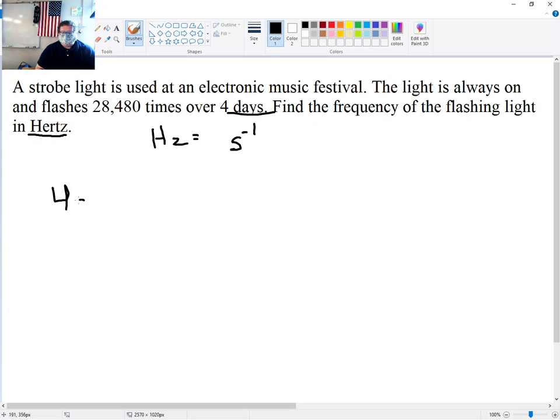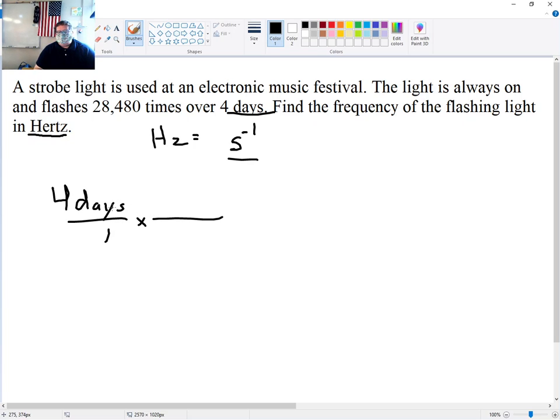So off to the side here, I'm going to do the dimensional analysis just so you see it. When you do dimensional analysis, the thing I want to cancel goes on the bottom, right? So again, I'm multiplying by a fraction. I don't want days. I would like seconds. That's what ultimately I'm trying to get to, seconds.